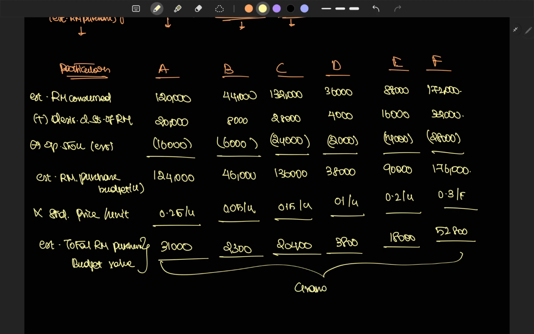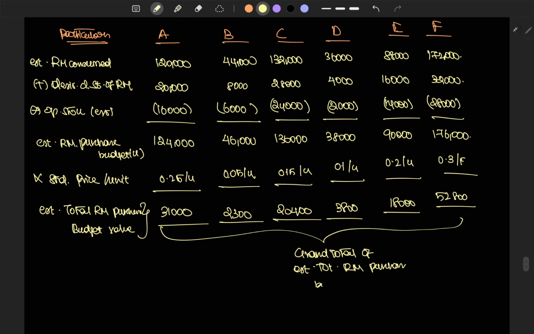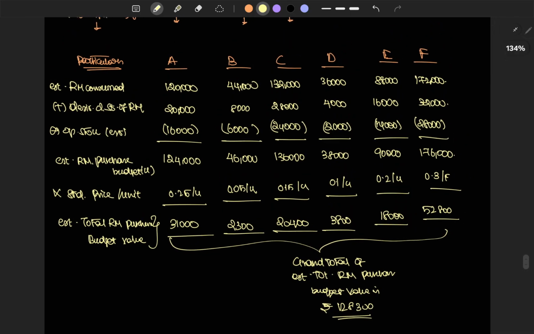So in total, the grand total of the estimated total RM purchase budget value is rupees 31,000 plus 2,300 plus 20,400 plus 3,800 plus 18,000 plus 52,800, which is 1,28,300. So this is the grand total of the estimated total RM purchase budget.